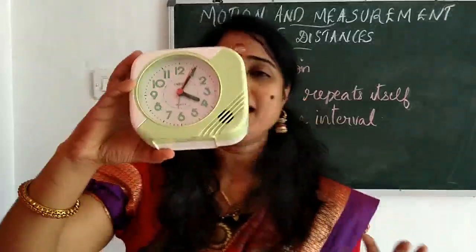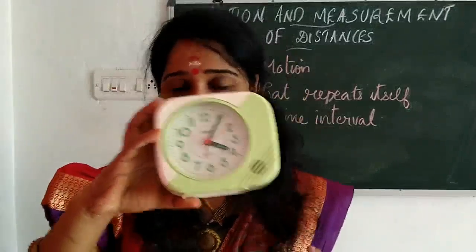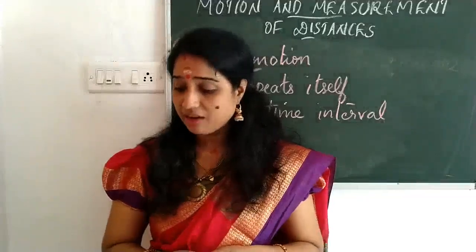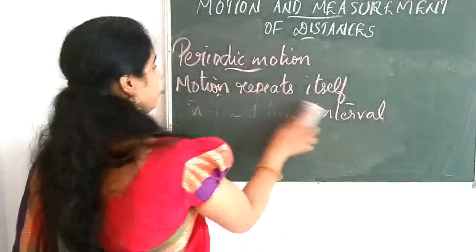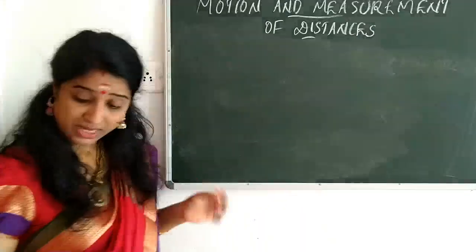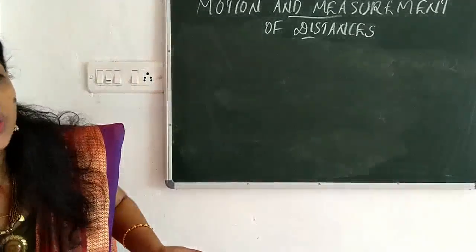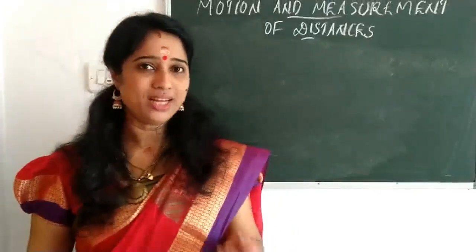So this is also an example of which motion? Periodic motion. Clear? The motion that repeats itself in a fixed time interval, we call it periodic motion. Examples: the hour hand, minute hand, and second hand of the clock, and the rotation and revolution of the earth. These are examples of periodic motion.